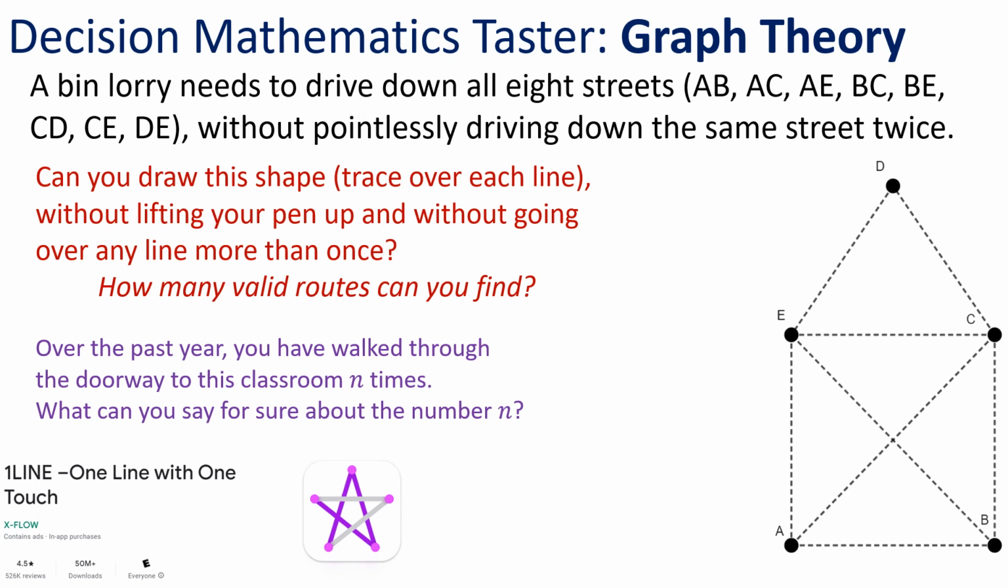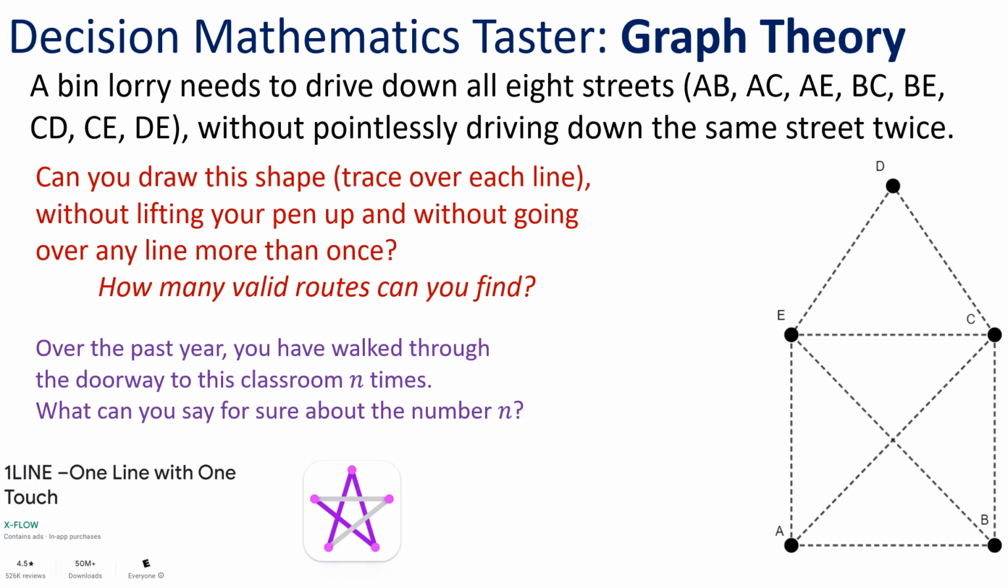First little challenge I have for you is, can you construct this shape by tracing over each line once and only once? You can start wherever you like, but you have to try to draw the shape by tracing over each line exactly once. You can't go back over the same line again. You can't use alternative routes to get between the points.